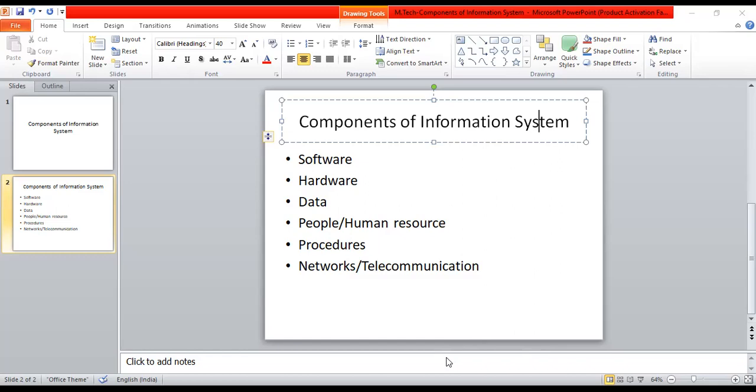When we come to the software, you are already aware. If you are a CSE student, computer hardware is also there. Data is very important with respect to security. People, human resource, and some technician or engineer or whatever will work in industry. And procedures, what tasks will be there.